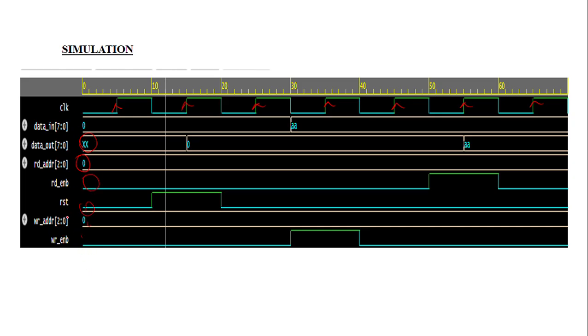So what will happen? Next negative edge of clock. When it is your negative edge of clock here, see this line: at the next negative edge of clock, your reset is going to be 1.